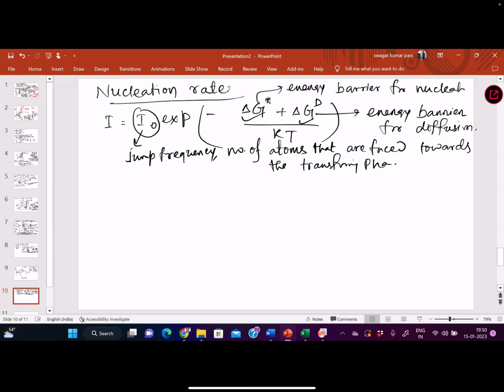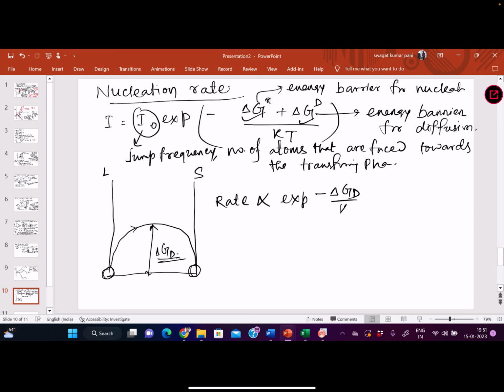So for diffusion we can consider like this. We have one atom here. If it has to jump from here to here, this barrier is called delta GD. This is liquid, this is solid. From liquid to solid, if one atom has to go, this will be the diffusion barrier. And what is the rate? This is proportional to exponential minus delta GD by KT. The rate at which the atom will jump from 1 to 2 is proportional to exponential of the diffusion barrier divided by KT. And one important factor, delta GD is independent of temperature.